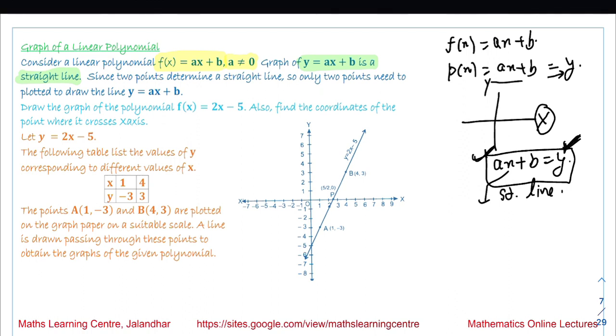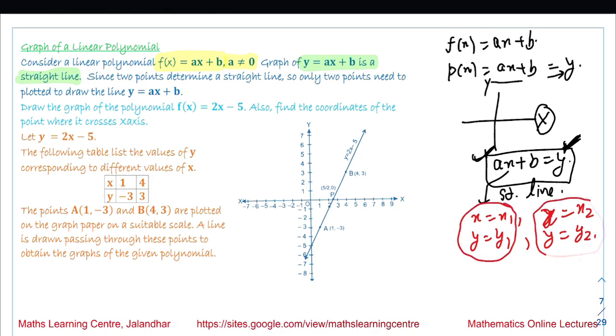We can substitute some value, say x is equal to x1 and x is equal to x2. Corresponding to this, we will get y is equal to y1 and y is equal to y2. When we substitute x is equal to x1, we get y is equal to y1. When we substitute x is equal to x2, we get y is equal to y2. What this means is, suppose the equation given to us is y is equal to 2x minus 5.